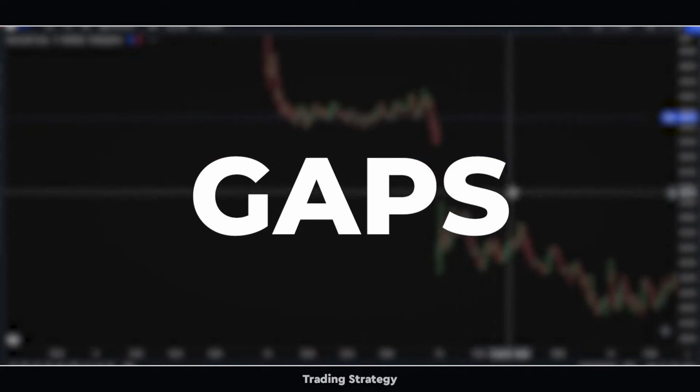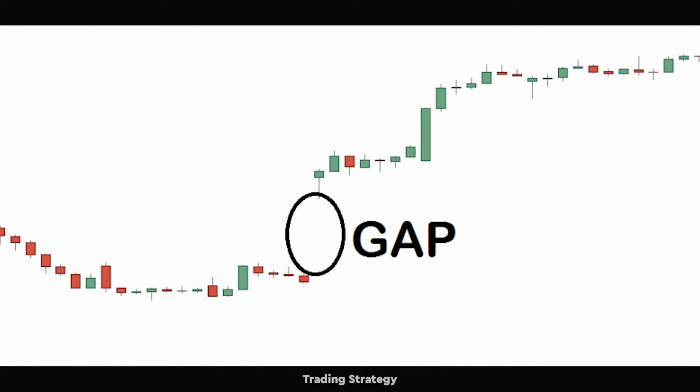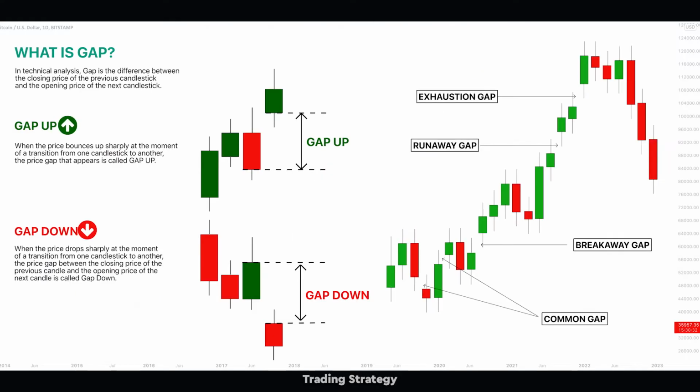Gaps are areas on a chart where the price of a stock or another financial instrument moves sharply up or down, with little or no trading in between. As a result, the asset's chart shows a gap in the normal price pattern.